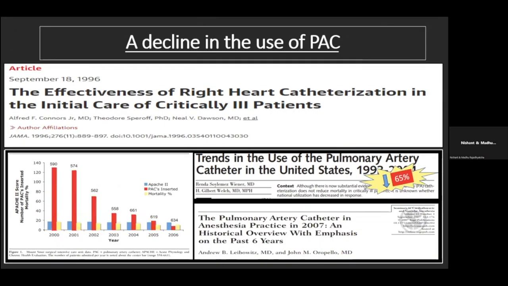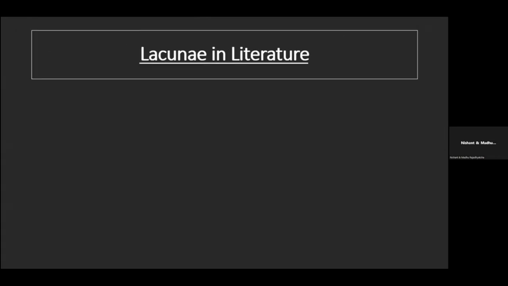Lieboutz and colleagues published data on pulmonary artery catheter use in patients admitted to the surgical ICU after studying 600 patients per year for 6 years. The number of PACs inserted decreased significantly from 23% in the year 2000 to less than 2% in the year 2006. However, in the graph, we can note that even the mortality has slightly reduced.